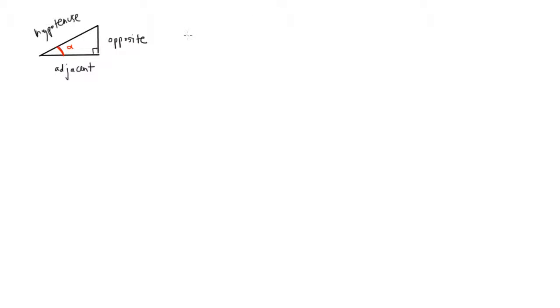Okay, so what we're going to do is define a trig function. So a trig function is going to be a function of the angle. In this case, I'm going to do it for the angle alpha. Now there are 6 trig functions, and I'll just list them out here.